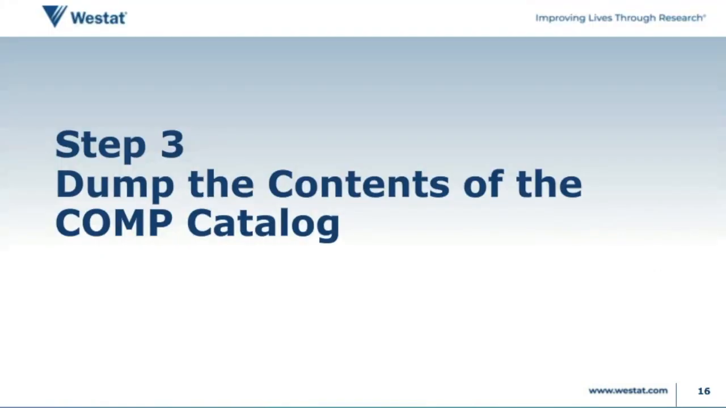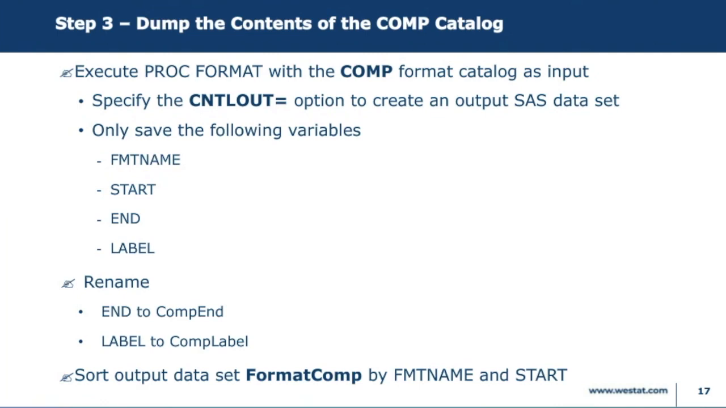Now that we've done that for the base catalog, let's do the same thing for the comp catalog. We execute proc format with the comp format catalog as input, and we're again specifying the CNTLOUT= option to create an output SAS data set. And we're only going to save the following variables: format name, start, end, and label. On this one, we're renaming end to comp end, since it's the comp data set. We're renaming label to comp label, and we're sorting it for the future merge.